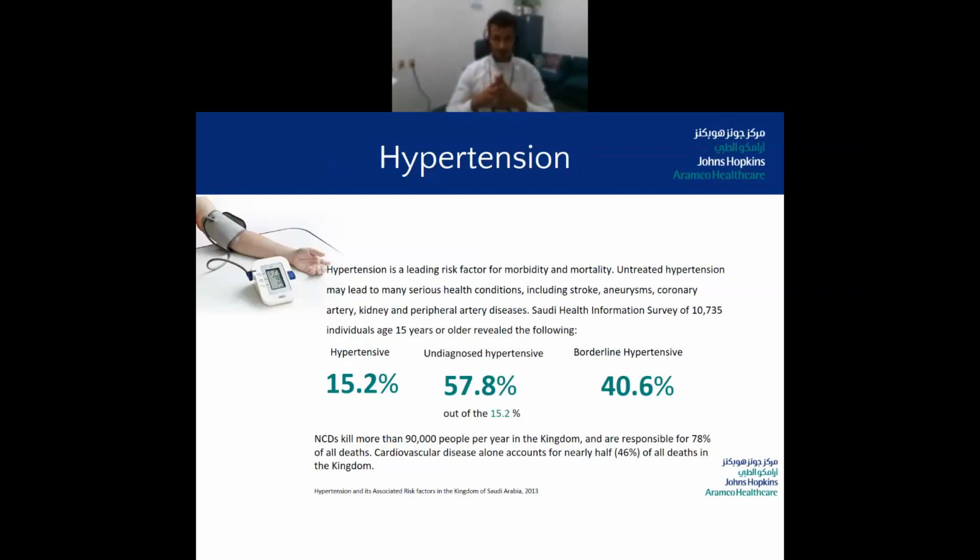We should know that non-communicable diseases kill more than 90,000 people per year in the Kingdom of Saudi Arabia, and they're responsible for 78% of all deaths. Cardiovascular diseases alone account for nearly half, almost 46% of all death rates in Saudi Arabia. So hypertension and cardiovascular diseases account for half of the causes of death in Saudi. So this is a big problem. It's a huge problem in Saudi and across the world.